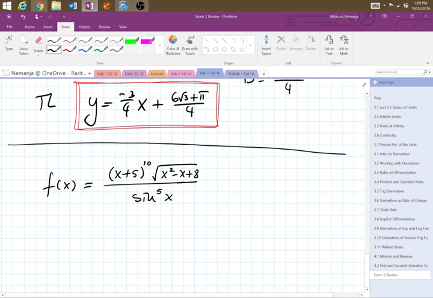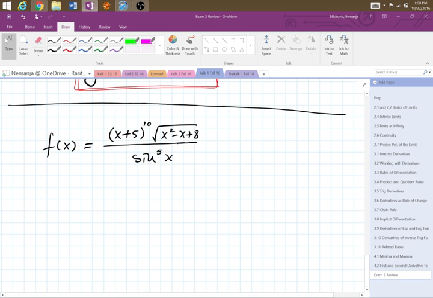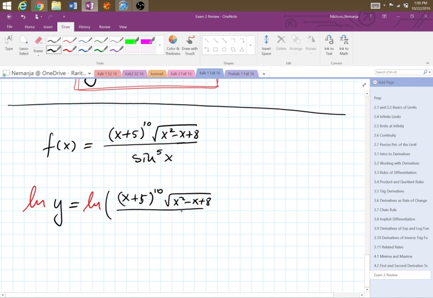Let's write out the solution for this. So the way we do this is we write ln of y is equal to ln of, and in the argument we have x plus 5 raised to the 10, square root of x squared minus x plus 8, divided by sine to the 5th, like this. And then we expand everything.